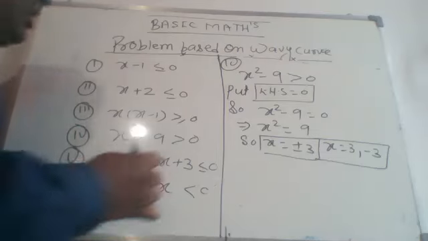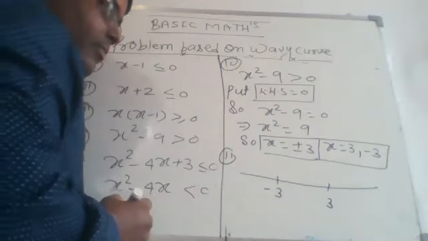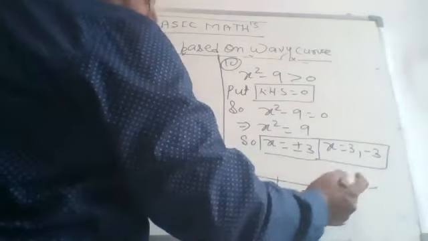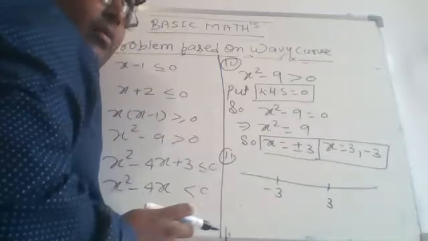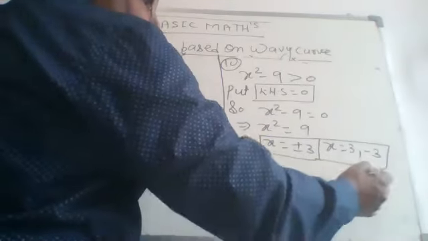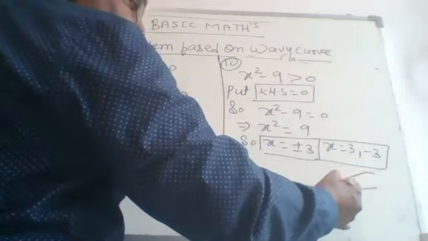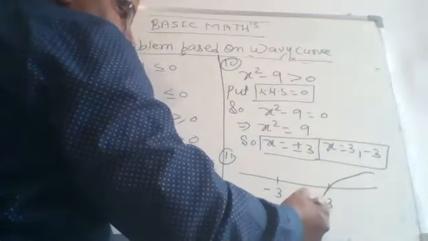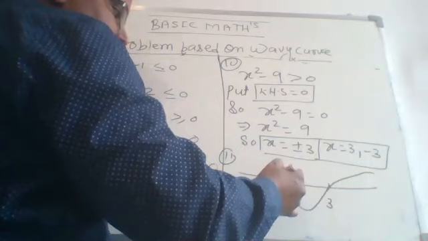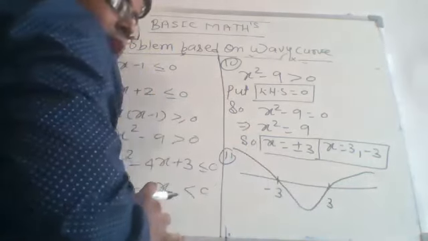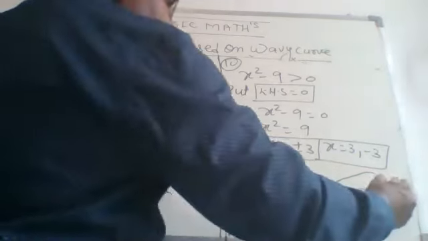Students, now the second step: we have to put the solutions onto the number line. The smaller one is minus 3 and the larger one is plus 3. We have to put them over here and draw the wavy curve above the number line, everyone, starting from the rightmost solution, from this side. The wavy curve is going to be drawn. After that, the solution is over here. It must pass through this and go up to minus infinity. This is minus infinity, this is plus infinity.